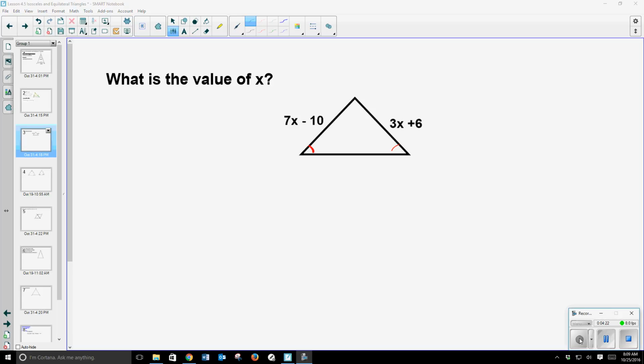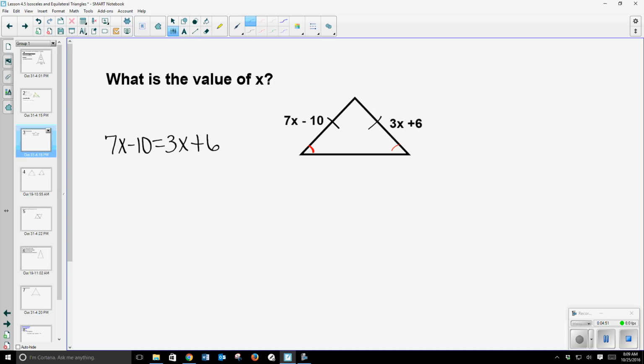So to find the value of x, we have two expressions here, and we have to set up some sort of equation with the two expressions in it. So we have to find things that are equal to each other. When this triangle's base angles are congruent to each other, which means the sides across from those base angles, which would be the legs, would be congruent. So we could say that 7x minus 10 is equal to 3x plus 6.